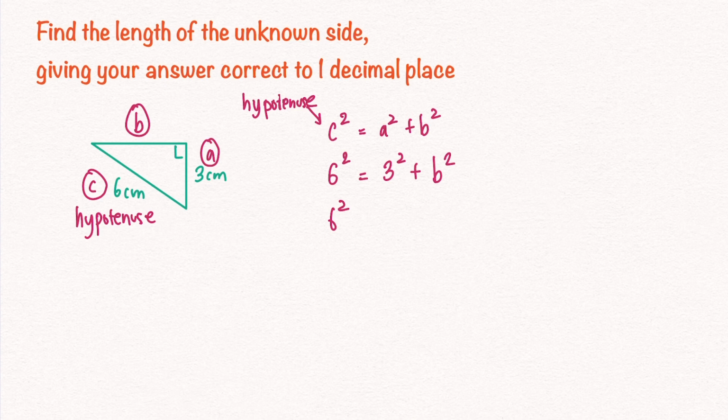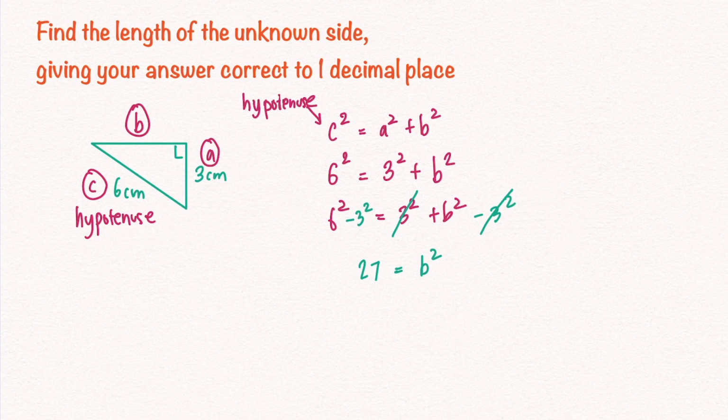So 6 squared equals 3 squared plus b squared. And I'm going to take away 3 squared from both sides, so minus 3 squared and minus 3 squared. On the right-hand side, 3 squared minus 3 squared equals 0, so we can cancel it out. And on the left-hand side, we have 6 squared minus 3 squared. Using your calculator, what is 6 squared minus 3 squared? It is equal to 27. And on the right-hand side, I now have b squared left.